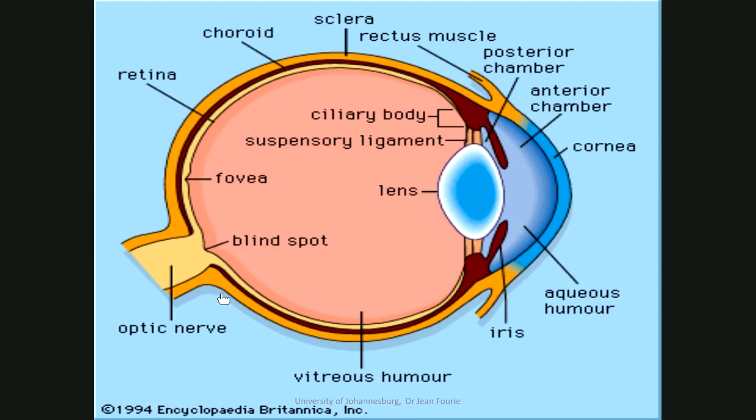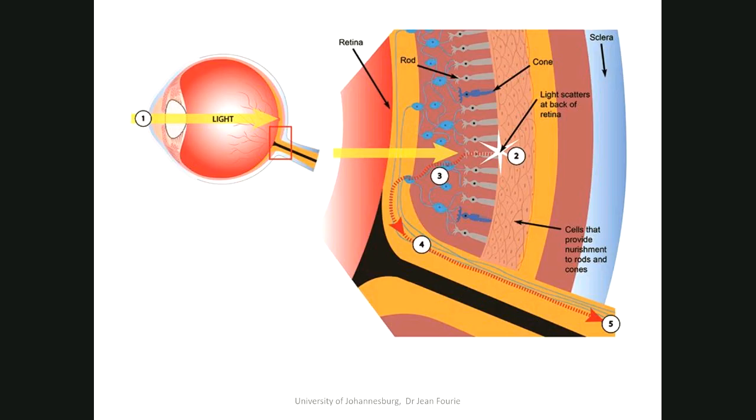So this is the basic structure, and those are the important parts that you need to be able to identify. All these other things are fibers and connective tissue that is holding that structure of the eye in place. So let's have a look in a little bit more detail at what is happening at the retina.